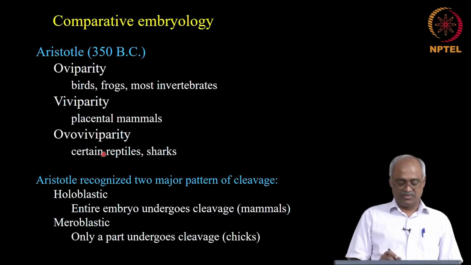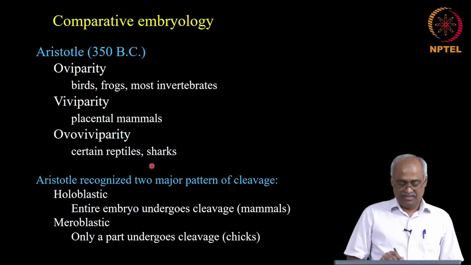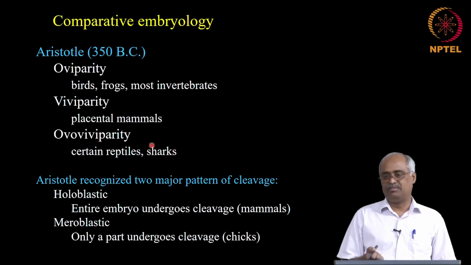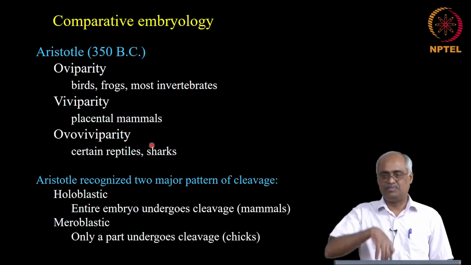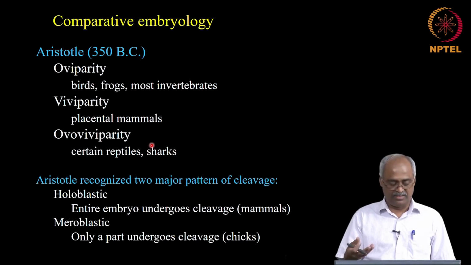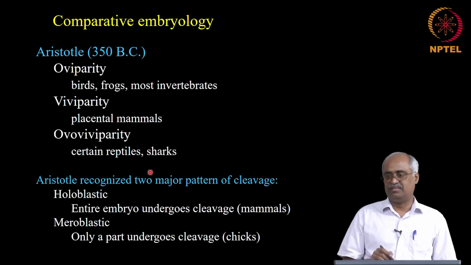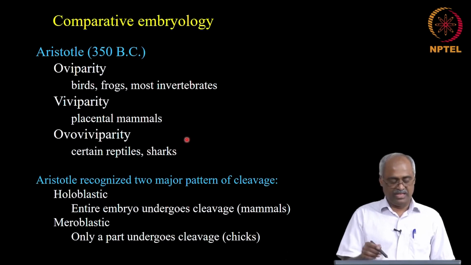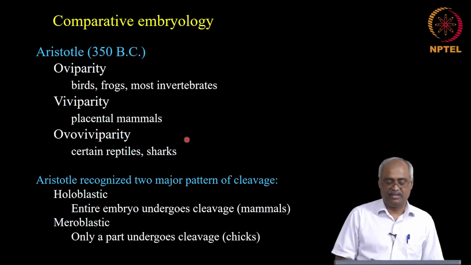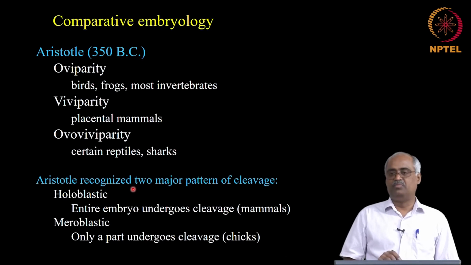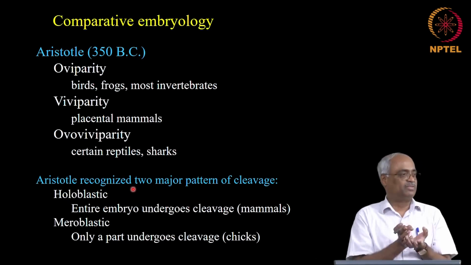And then he also noticed some of them that have both, ovoviviparity. Okay, so the whole egg develops inside and then it's laid and hatches. Certain reptiles and sharks do this. So he classified this, and then he also noticed that there are some embryos where the entire egg undergoes cleavage.